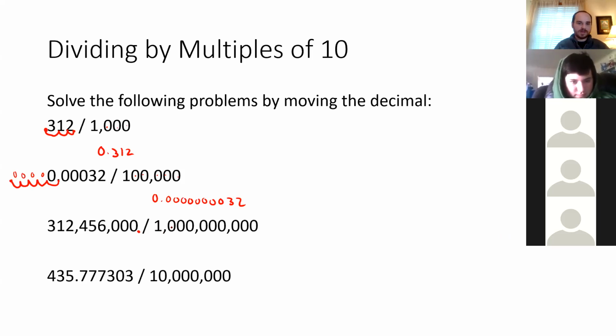Correct, Tristan. So yeah, we have 9 zeros, 3, 4, 5, 6, 7, 8, 9. So we're going to move it 9 spaces to the left. 1, 2, 3, 4, 5, 6, 7, 8, 9. So our decimal is going to be right here, and we'll get 0.3124566. We could, in theory, write out these 3 zeros, but they don't make a difference because this is after the decimal. So we're just going to leave them off and call it good right here.